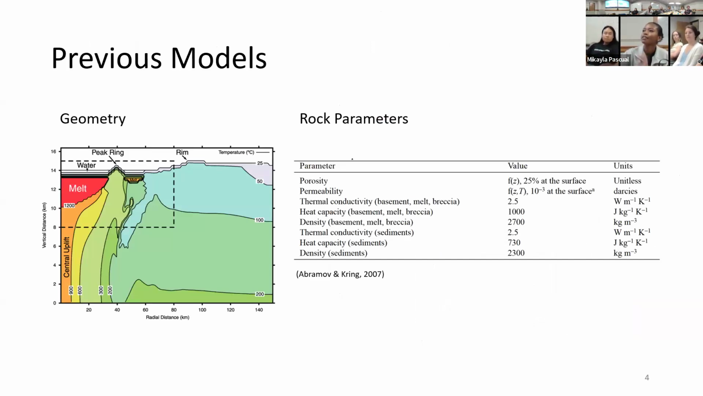This one in particular is a popular one by Abramov and Kring, and they formed this before there was the IODP Expedition 365. So a lot of the data they have is based on boreholes that are towards the outside of the crater and from previous models and data. So this is the input geometry that they use for their model. It's a hydrothermal model, by the way. And this is also the initial temperatures that they use for their model.